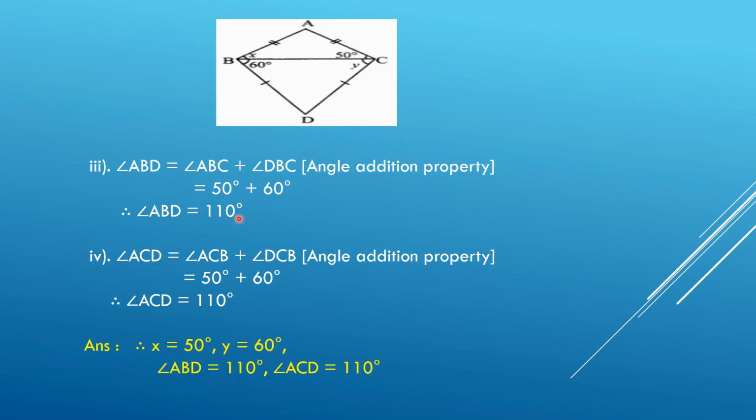And next is angle ACD. In this figure, angle ACD is equal to angle ACB plus angle DCB by angle addition property. That also equal 50 plus 60, that is 110 degree. Then final answer, x is equal to 50 degree and y equal to 60 degree. Angle ABD is equal to 110 degree and angle ACD is equal to 110 degree.